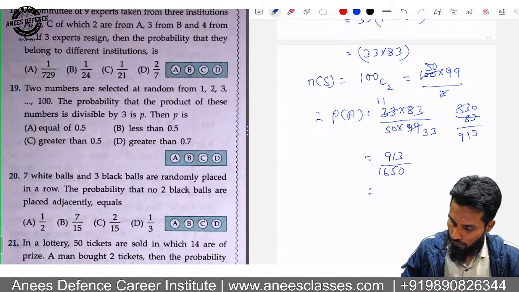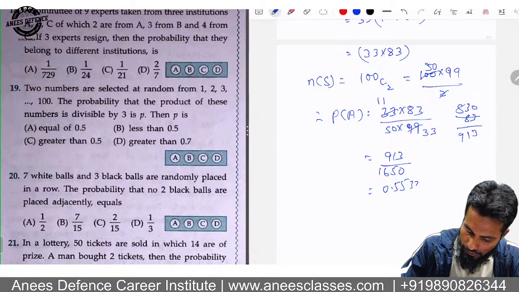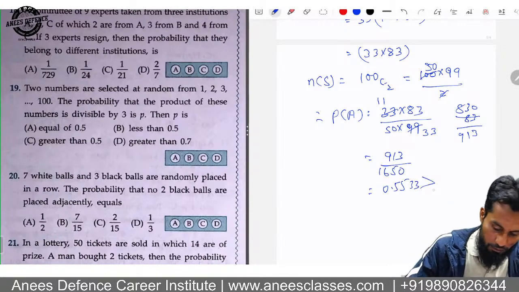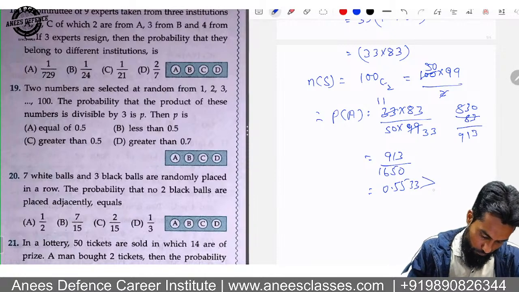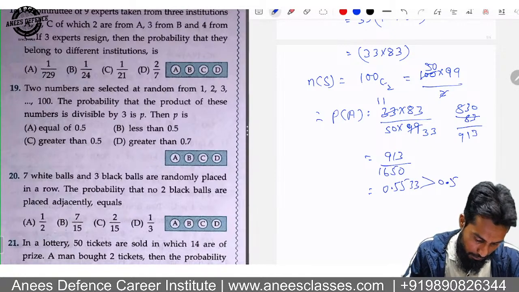913 divided by 1650. 0.55 is coming, right? 0.5533 like this, which is greater than 0.5. So you can tick option C. Option C is correct, less than 0.7 and greater than 0.5.